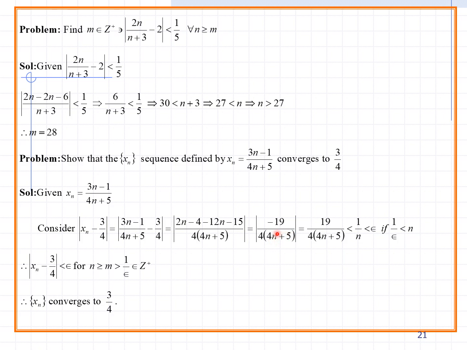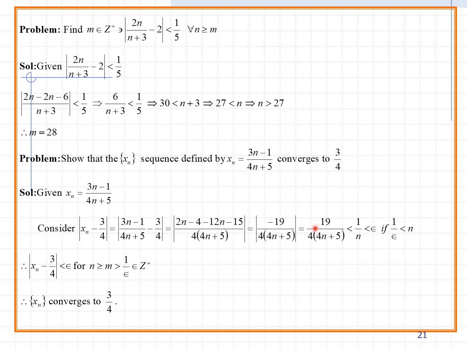Negative means you can remove the negative sign, because of the modulus. 19 by 4 into 4n plus 5 is less than 1 by n, which is less than epsilon, if 1 by epsilon is less than n. So therefore modulus of xn minus 3 by 4 is less than epsilon for n greater than or equal to m, where m is greater than 1 by epsilon. So therefore the sequence xn converges to 3 by 4.